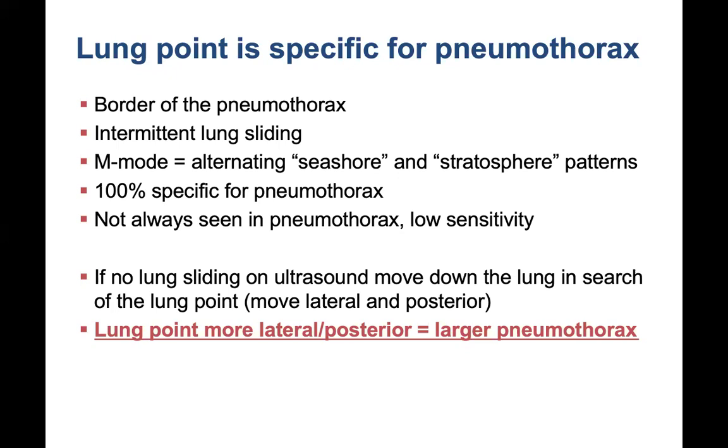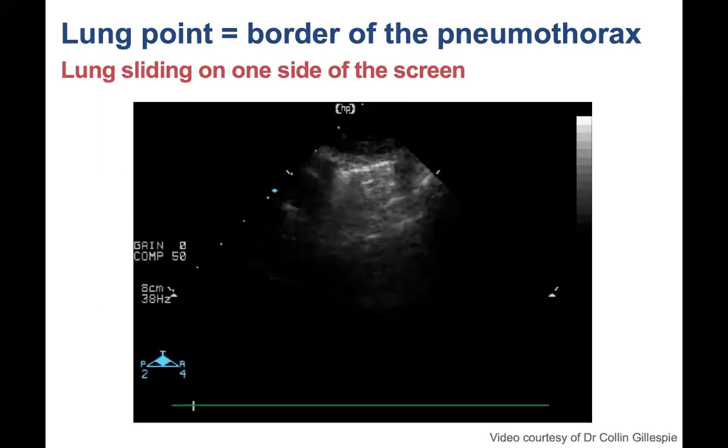But if I move down and I don't see one, then I'll move a little lateral, then I'll move down, I'll move lateral. If I get pretty far down and laterally along the chest and I still see no lung sliding, and I have concern clinically for a pneumothorax, then that is concerning to me. I'm worried that I have a large pneumothorax, maybe a tension pneumothorax, and I will quickly leave to prepare for a decompression if I'm worried about a pneumothorax. So again, a lung point that's more lateral and posterior correlates with a larger pneumothorax.